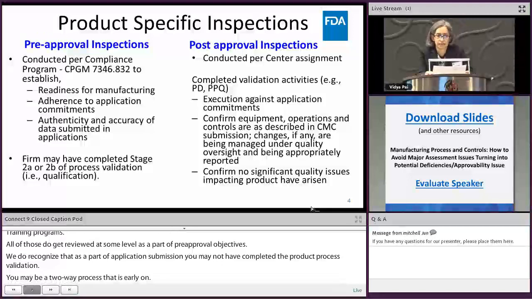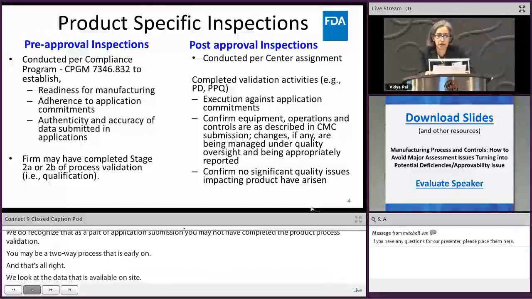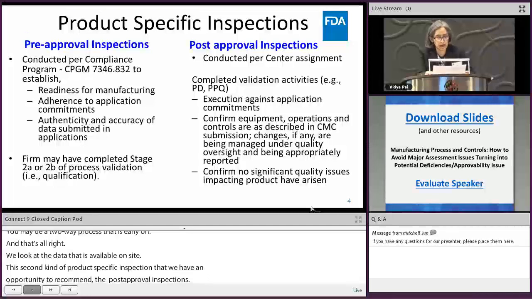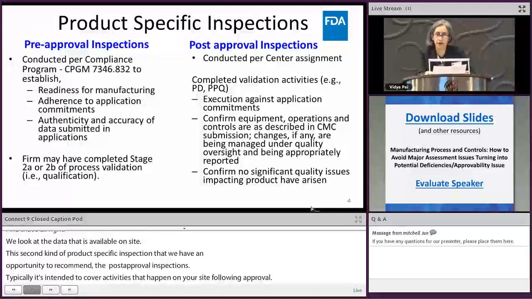Moving on, the second kind of product-specific inspections that we have an opportunity to recommend are post-approval inspections. They're conducted per center assignment. So we do write and recommend as part of our review post-approval coverage. Typically, it is intended to cover activities that may happen on your site following approval. I mentioned the validation activities. For example, the PPQ batches might be completed prior to product being released to market. We would take a look at that.